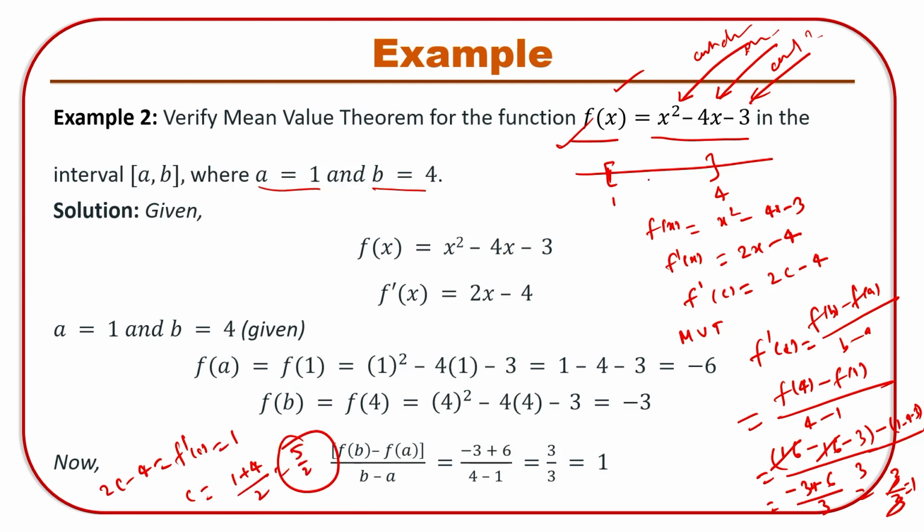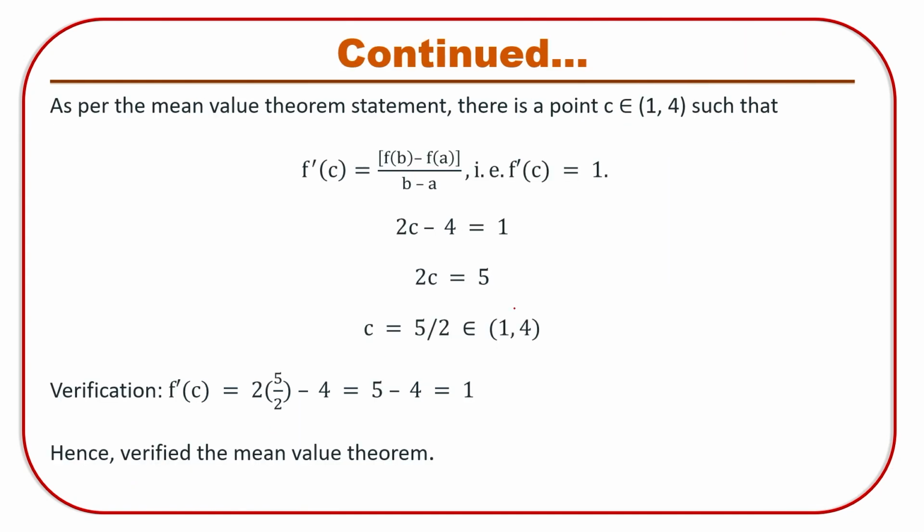So 5 by 2, where does it lie? 2.5 is here, 5 by 2. So this is the required point where the mean value theorem is valid here. So C is 5 by 2.